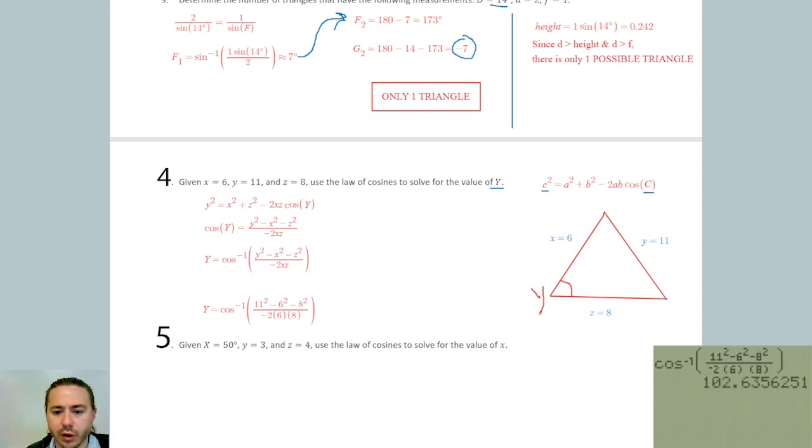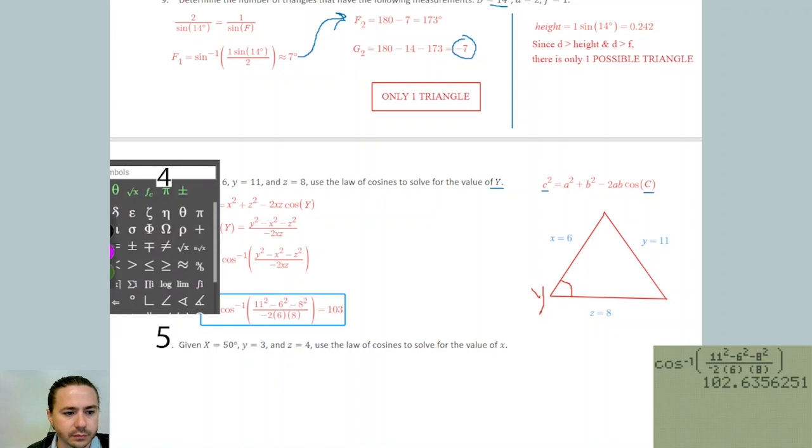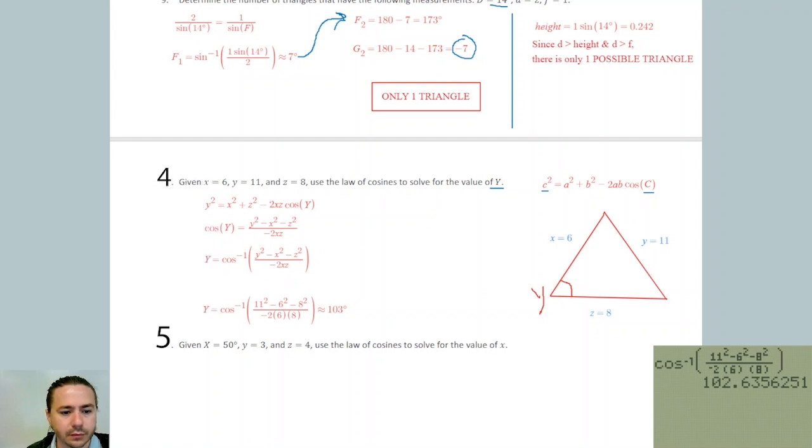All right, so that's interesting. We do get an obtuse angle here. So we get about 130 degrees. All right, so that would be our solution here.